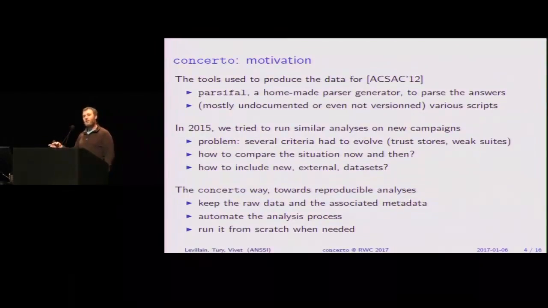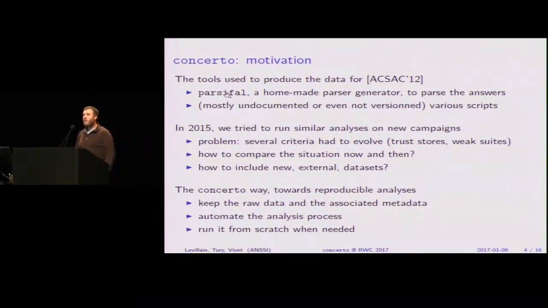But 3 years later, when I wanted to write my PhD manuscript, I wanted to do some work on more recent data, and so I had some problems with the scripts, but also with criteria which had evolved. Because, for example, the notion of what was a weak suite had a little evolved between 2012 and 2015. So we also wanted to include new external data sets like the one you can get from scans.io.